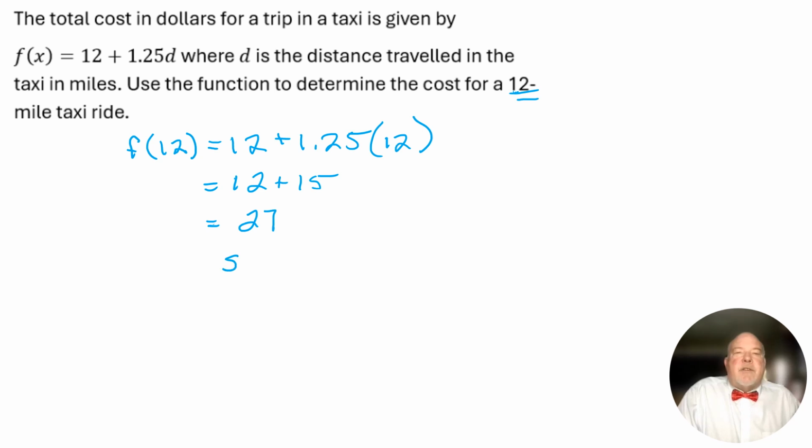And this is a cost, so really you should either write it like that, or you can write it with the cents on there, 27.00.